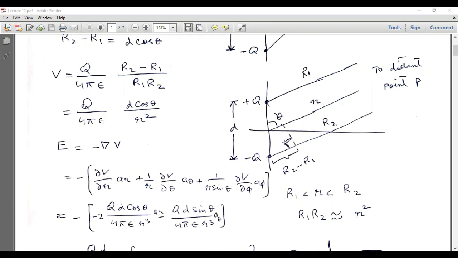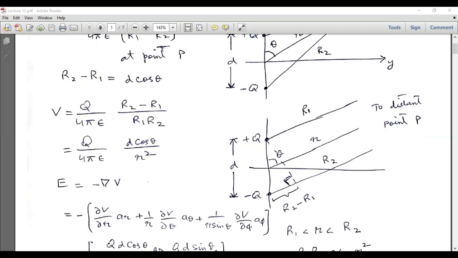If this angle is 90 degrees, and we know that this angle is theta and this angle is also equal to theta, then this d vector can be divided into two components. This is the horizontal component and this will be the vertical component. The horizontal component of d will be equal to d cos theta, and the vertical component will be equal to d sin theta. So r2 minus r1 will be equal to this component, and it is equal to d cos theta. That is the thing which is written over here.